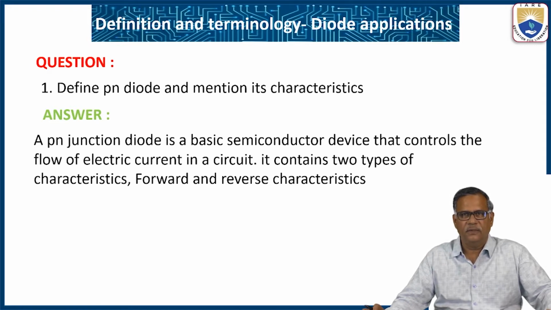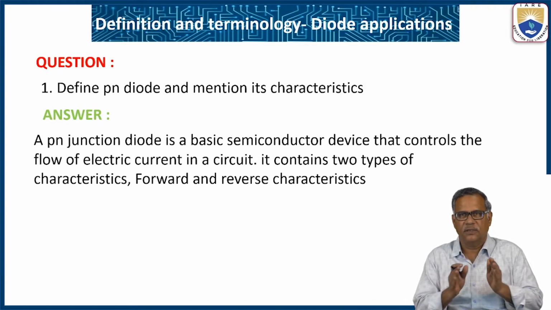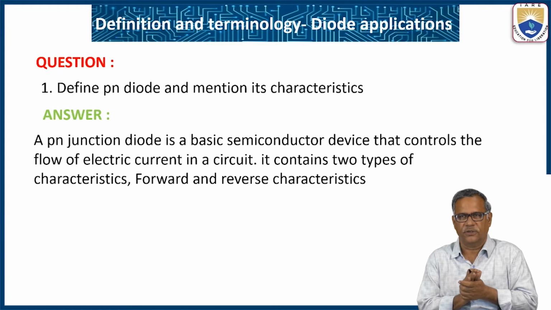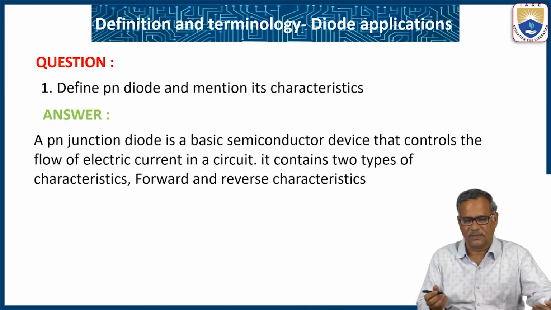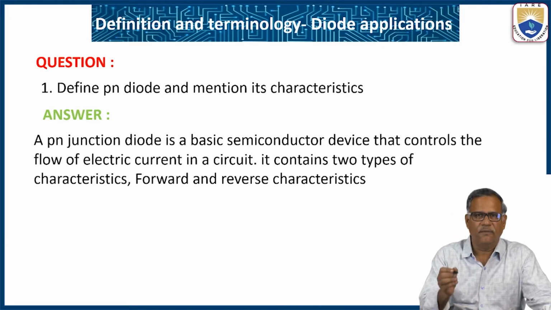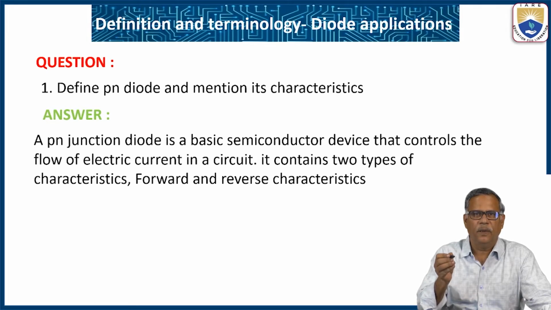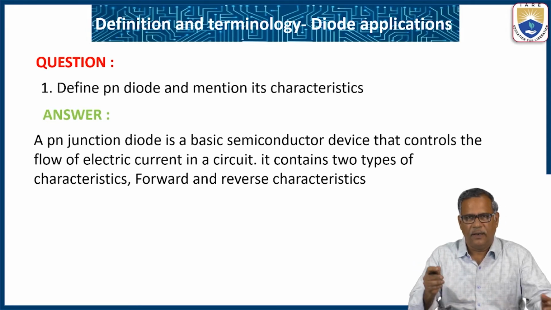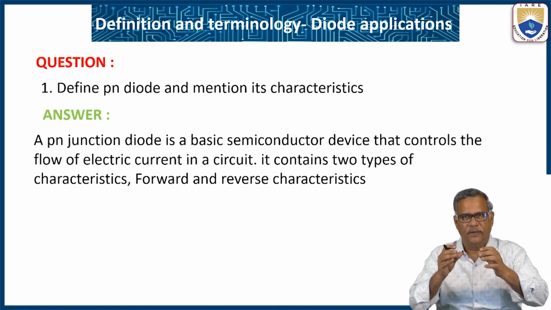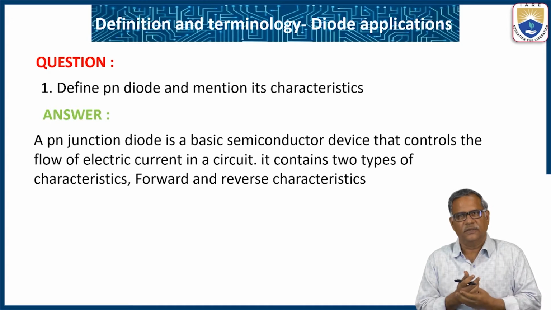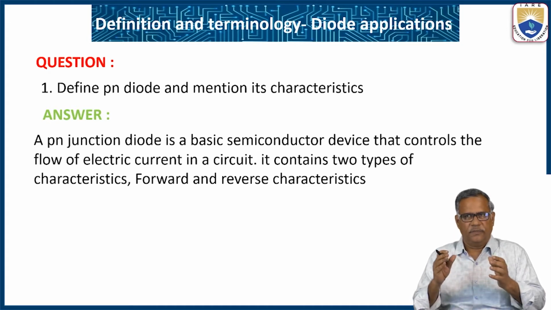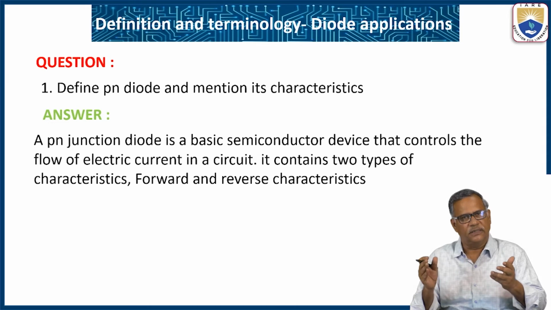So, what is a PN diode? It is a basic semiconductor device that controls the flow of current in the circuit, and it has two types of characteristics, the forward and the reverse characteristics. It essentially consists of two types of materials, P material and N material, joined together, and ohmic contacts are made at the ends, and that is how the PN junction is formed.